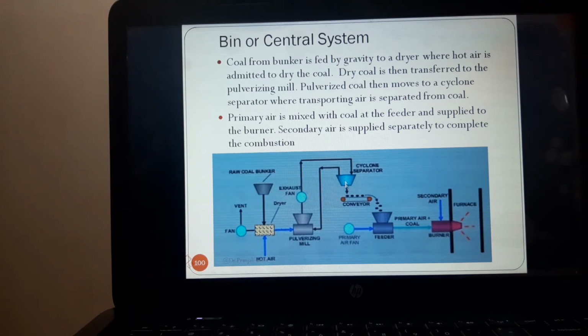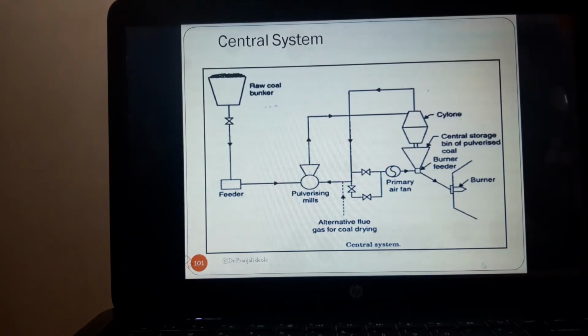Primary air is mixed with the coal at the feeder and supplied to the burner. Here you can see that this coal is being conveyed to the feeder, and here the primary air is mixed with the coal at the feeder and then it is supplied to the burner. The secondary air is also supplied separately to complete the combustion. So this is the bin system or central system. In the next slide we are going to see the schematic of the same.